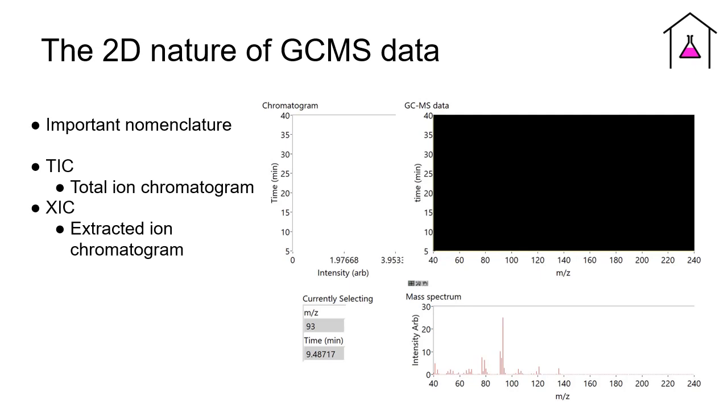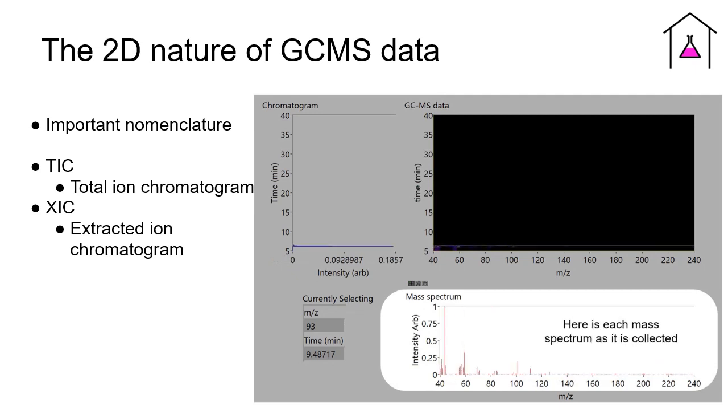Before we go on to look at how to use AMDIS itself, it's important to remind ourselves about the 2D nature of GCMS data and also some important nomenclature, like the total ion chromatogram and the extracted ion chromatogram. Normally, when you view GC or LC-MS data, the screen that you're looking at will have a display showing a chromatogram and a display showing a mass spectrum. But that kind of view hides the essential two-dimensional nature of this kind of data. So let's remind ourselves what's inside a GC or LC-MS dataset, in this case by using a GC file.